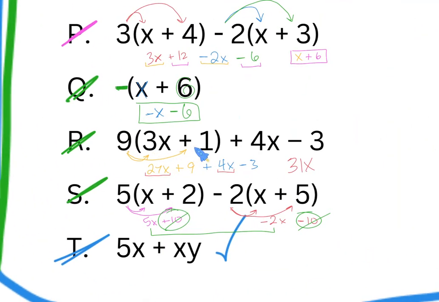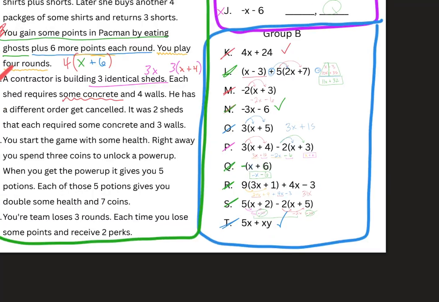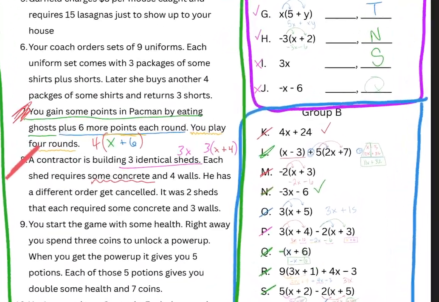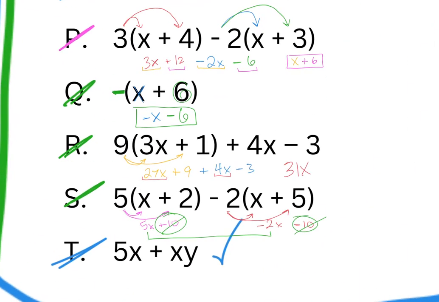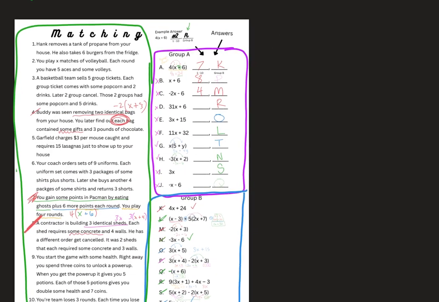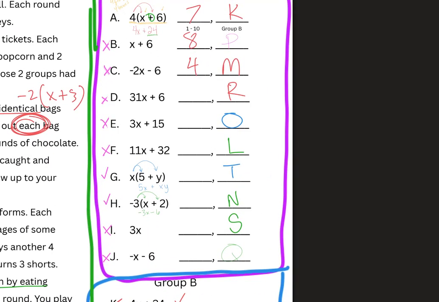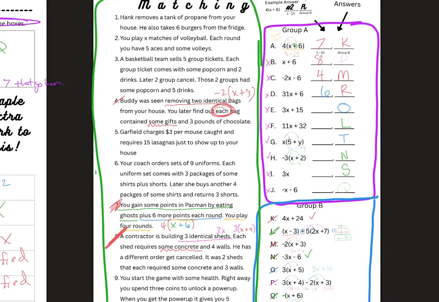3 shirts, shorts. And that might be a little confusing because it's 3 shirts plus shorts. But if you look later on, later she buys another 4 packages of some shirts and then is going to return 3 shorts. So that's like minus 3 shorts, right? And that's what happens right here. So let's see, what number was that? That was number 6.